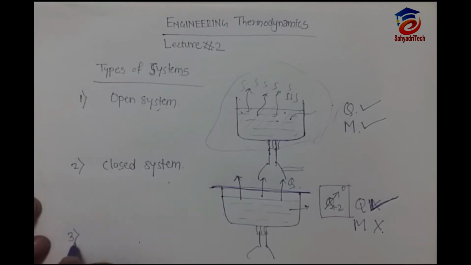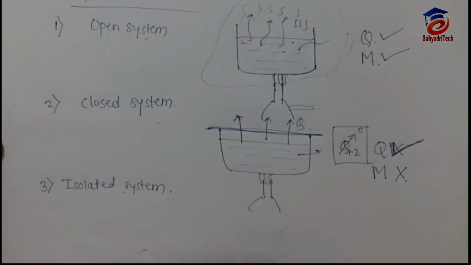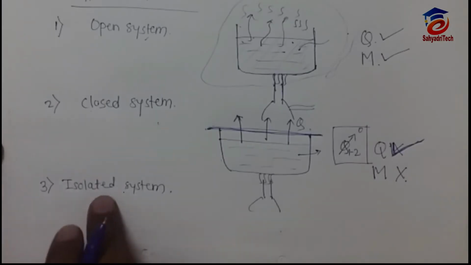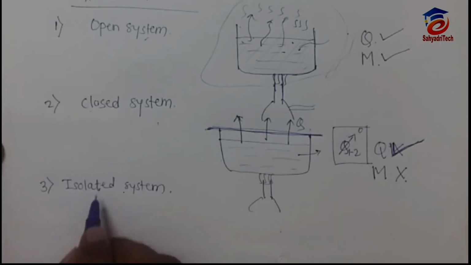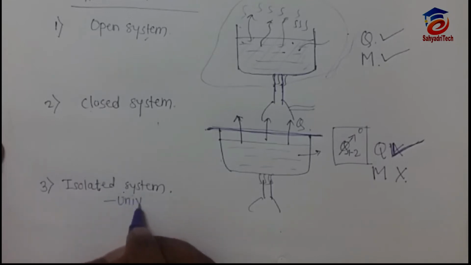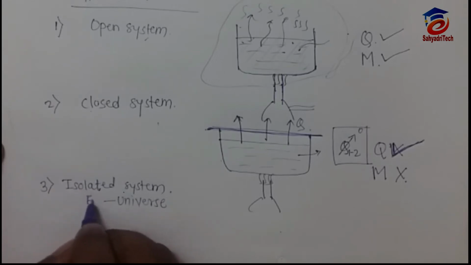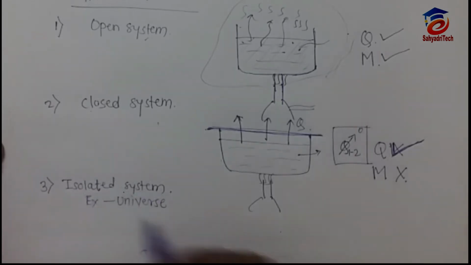The third type is the isolated system. In thermodynamic applications, the isolated system does not exist. The unique example of this isolated system is the universe. So the universe is the example of an isolated system.